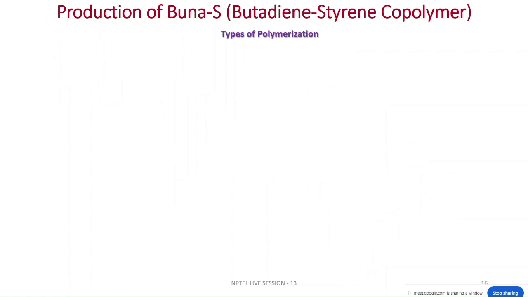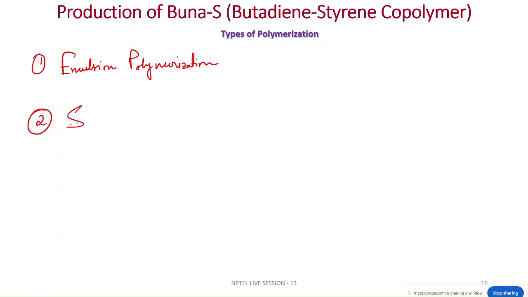This can happen by two methods. One is, already discussed, emulsion polymerization, and another one is the solution polymerization.